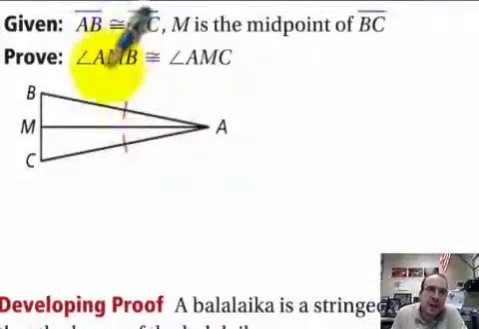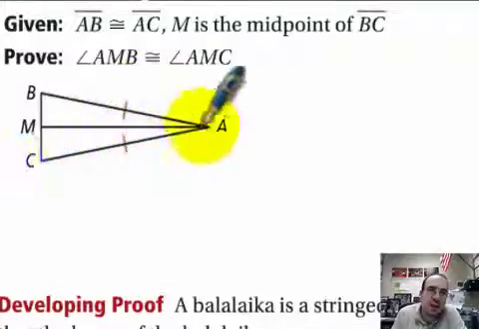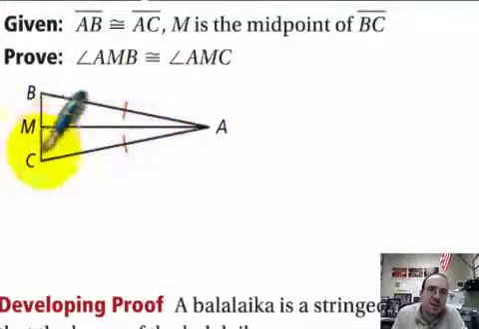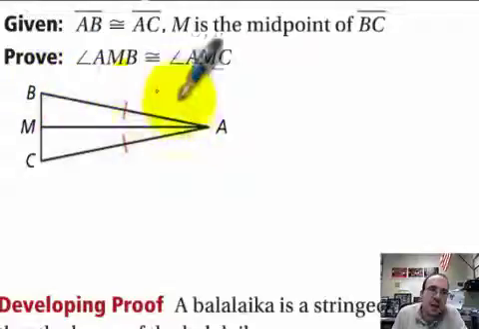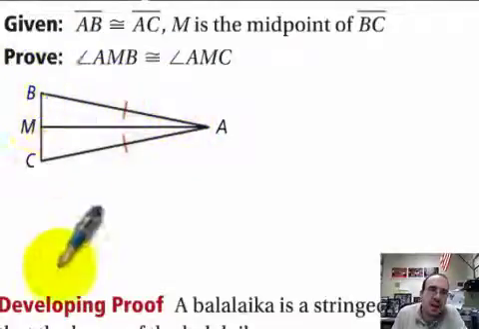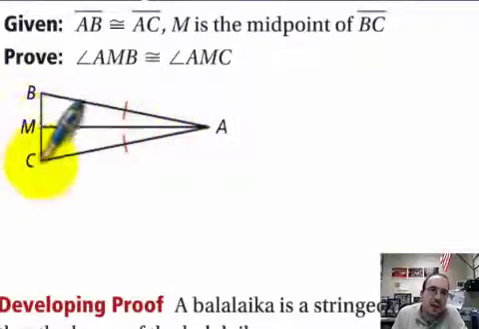Okay, so next I have a problem here. I was told AB is congruent to AC, and M is the midpoint of BC, and I want to show that angle AMB is congruent to angle AMC.